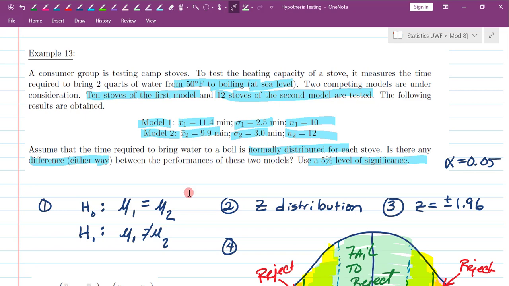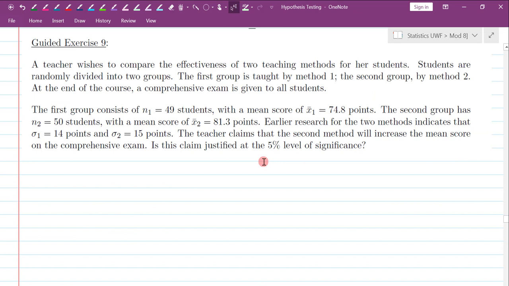Okay, let's look at another one. This one here says a teacher wishes to compare the effectiveness of two teaching methods to her students. The students are randomly divided into two groups. The first group is taught method 1. The second group is method 2. At the end of the course, a comprehensive exam is given to all students.